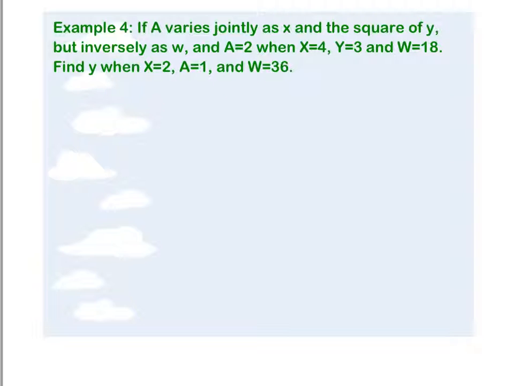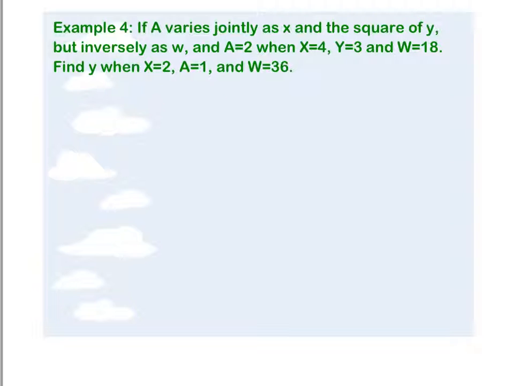Example 4: if A varies jointly as x and the square of y, but inversely as w, and A equals 2 when x equals 4, y equals 3, and w equals 18, find y when x is 2, A is 1, and w is 36.